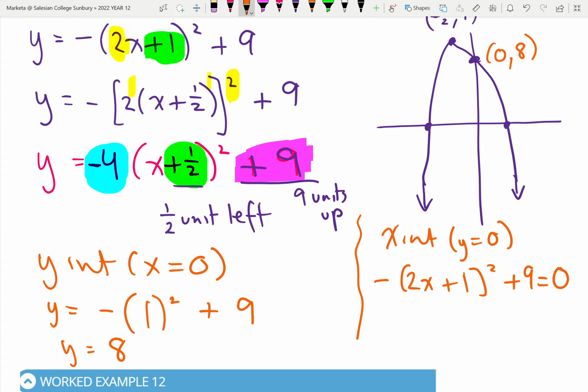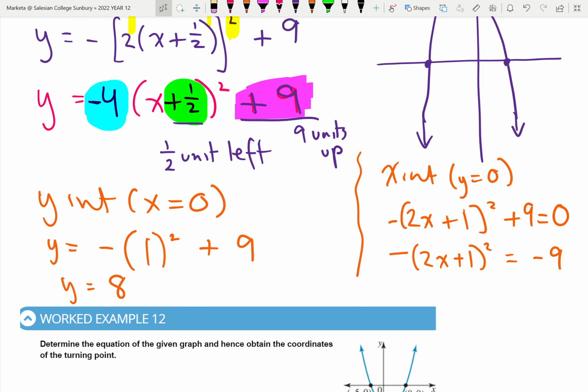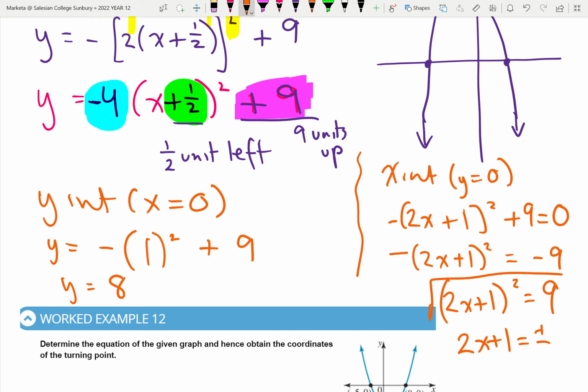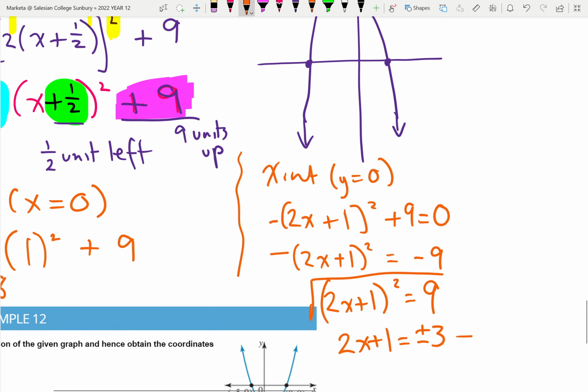You've got two options here. You could put the 9 in front and see that as a squared minus b squared equals 0 and factorise in that way. I'm just going to undo it, which is just as good. So dividing by negative 1 on both sides gives me 2x plus 1 squared equals 9. I'm going to square root both sides. Notice it's plus or minus, and that makes sense. There's two solutions, so you can see the two x-intercepts.